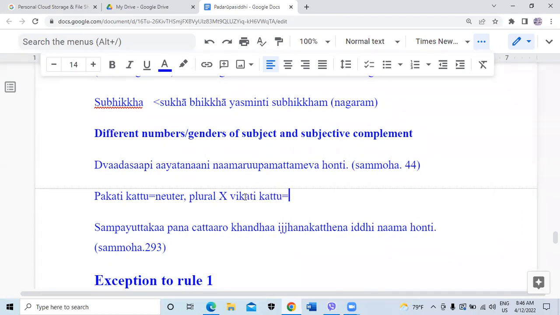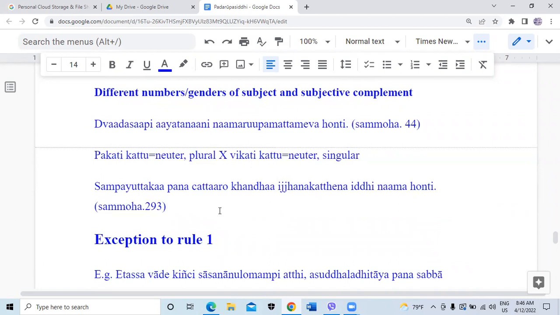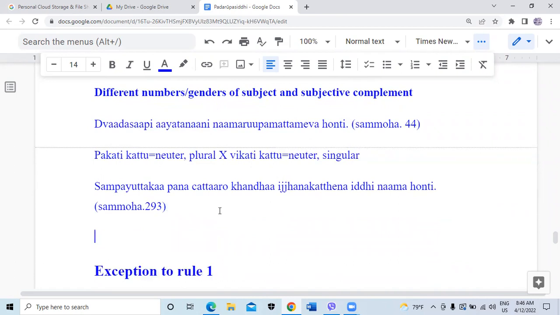Vigadikatu is in gender and singular. The gender is the same, the number is different. So in this example, both gender and number are the same, different.